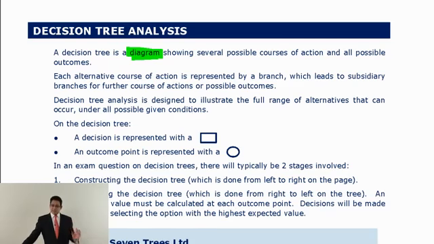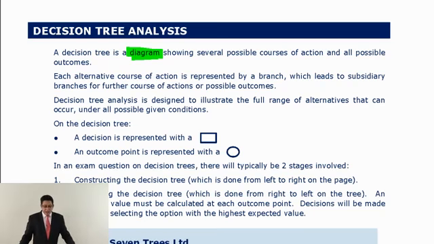So in this diagram analysis, we look at multiple situations, a number of decisions under consideration and a number of outcomes at the same time. And then by analyzing all of them, whichever generates the best results for us, we go with that one. So it's a diagram analysis showing several possible actions and all possible outcomes.